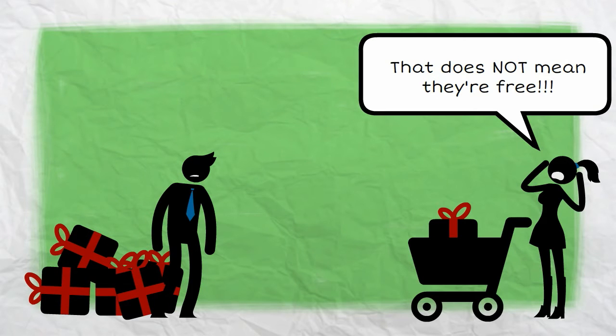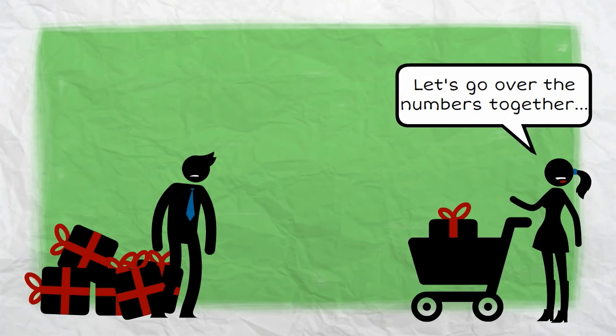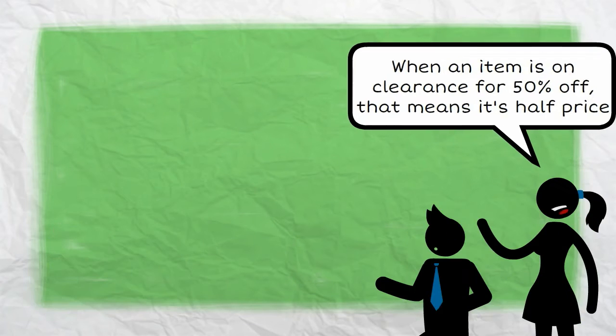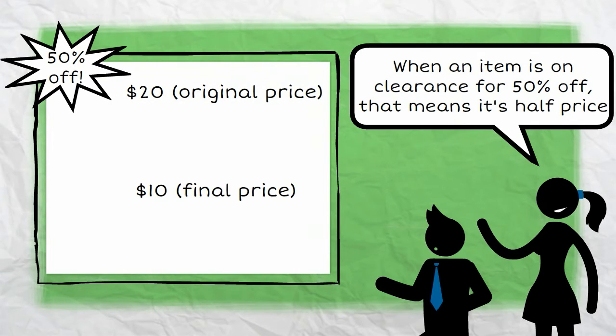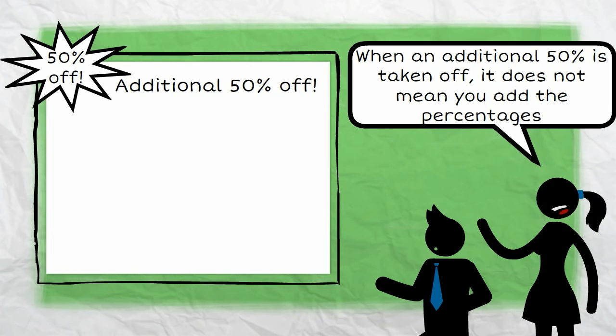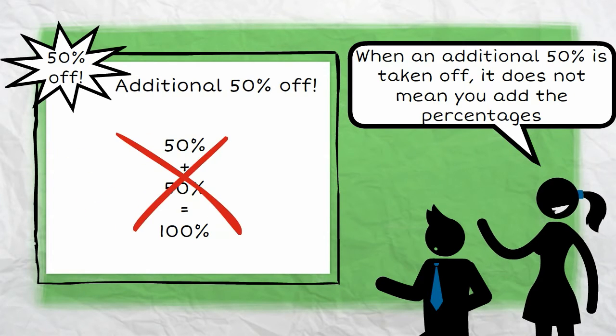That does not mean they're free. Why not? Let's go over the numbers together. When an item is on clearance for 50% off, that means it's half price. When an additional 50% is taken off, it does not mean you add the percentages.